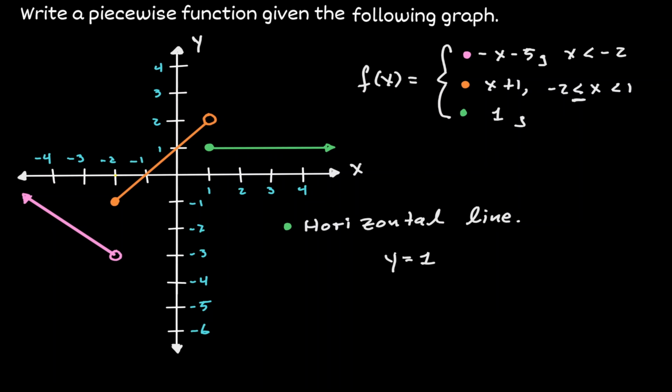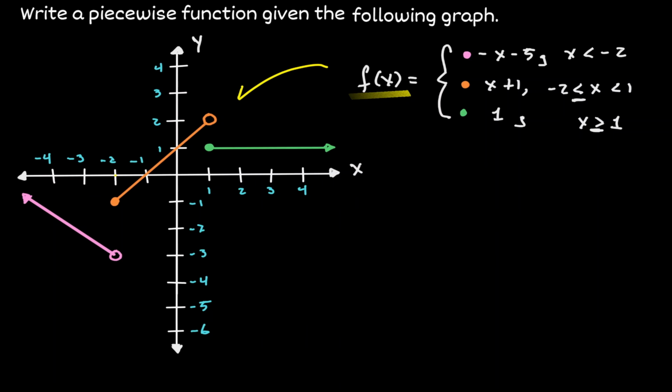So now let's find the domain of this function. Notice that this green section is only using values of x that are greater than 1. In addition, notice that at positive 1, the circle is filled. So we need to put an equal sign underneath the inequality. Now we have defined a piecewise function for the graph on the left.